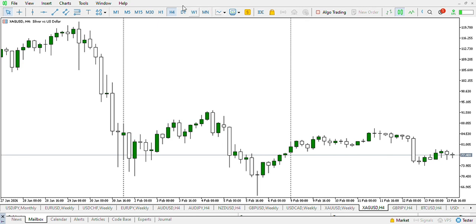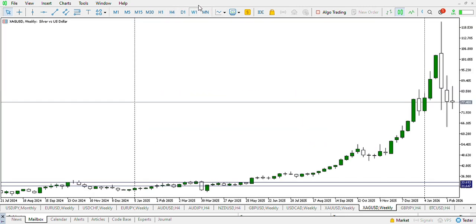On silver, let us go to the weekly time frame. On the weekly time frame, we can see price closed with a bullish candle, so we can expect silver to buy, because here we have a bearish candle, so you can expect this low to be taken for a pattern for a further drive up.